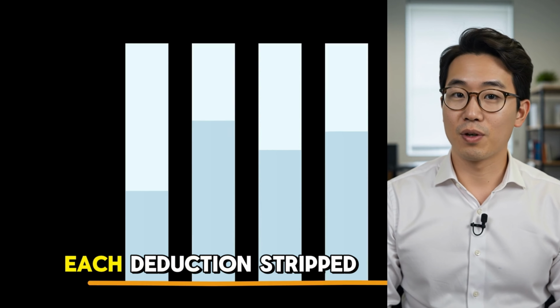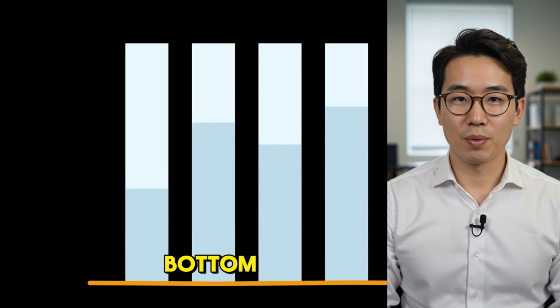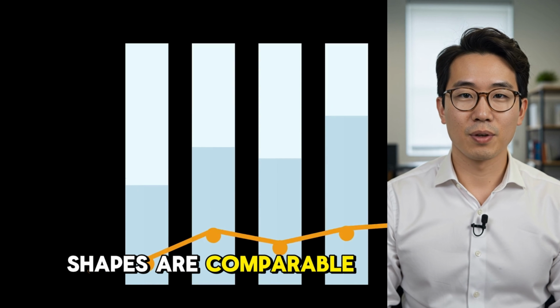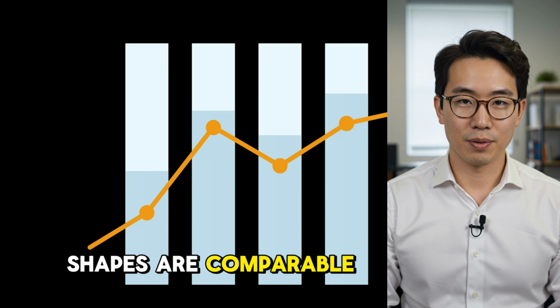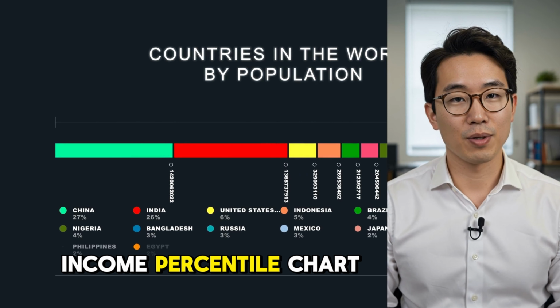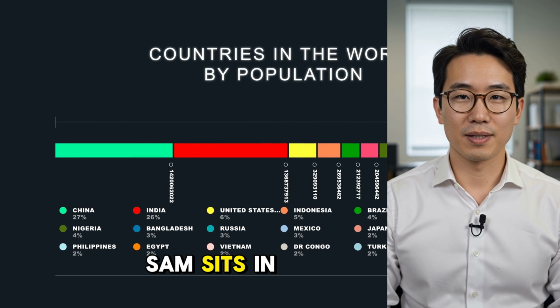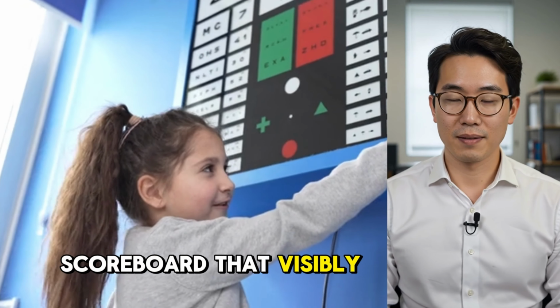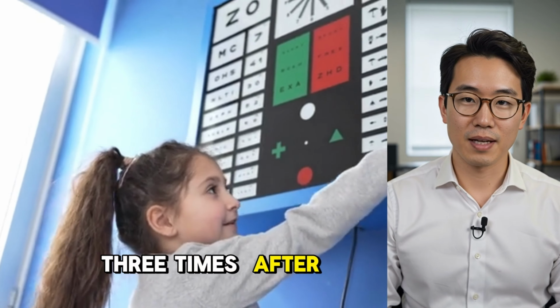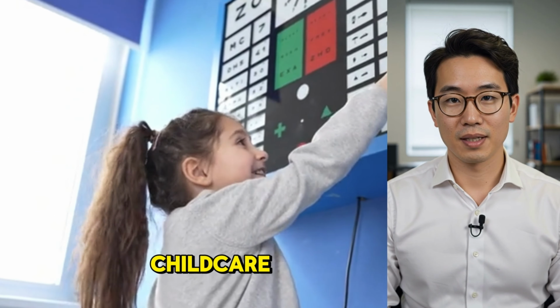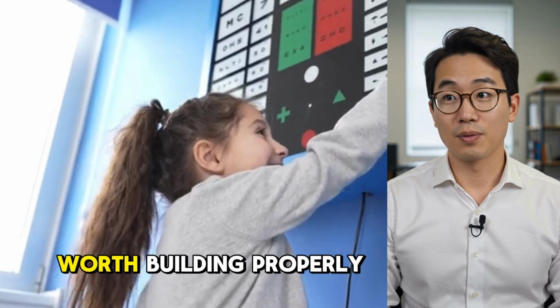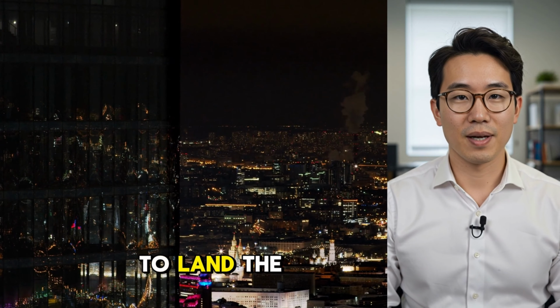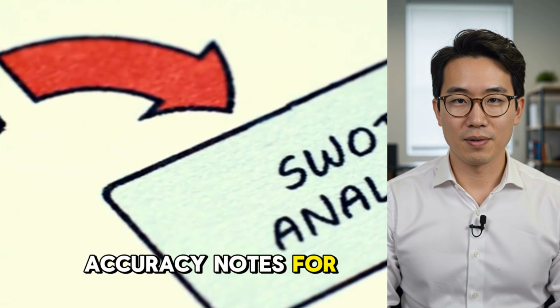On-screen graphics needed. 4-column waterfall. Gross at the top. Each deduction stripped away. Net at the bottom. Run them side by side so the shapes are comparable. Income percentile chart showing where each Sam sits in his own country's distribution. This is the most underappreciated point in the script. Scoreboard that visibly reorders itself 3 times. After tax, after housing, after childcare. The reorder animation is the moment worth building properly. London, Manchester, and Austin, San Francisco split, to land the city beats country point.